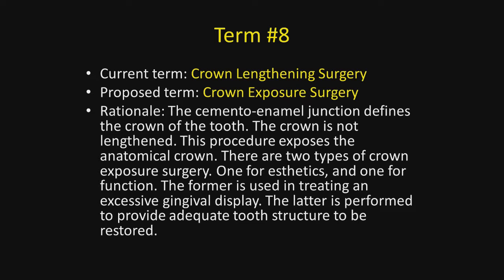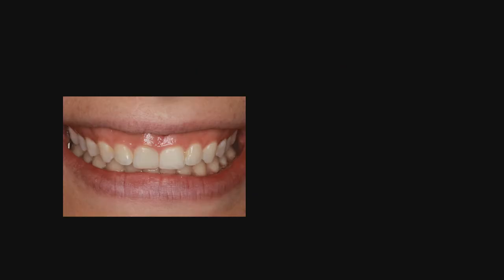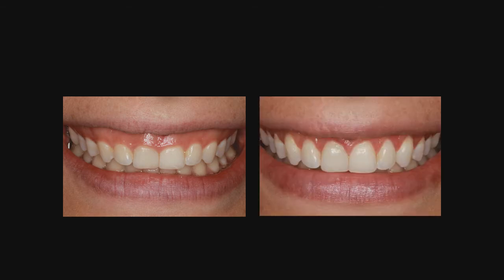There are two types of crown exposure surgery. One for aesthetics in the maxillary anterior, and one for function. The former is used in treating an excessive gingival display. The latter is performed to expose adequate tooth structure to be restored. And here we see an example of the excessive gingival display, which is treated by crown exposure surgery.